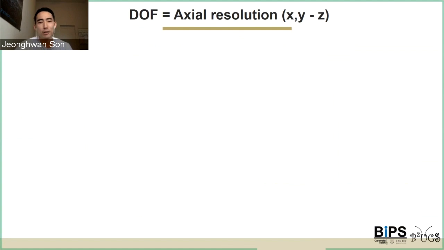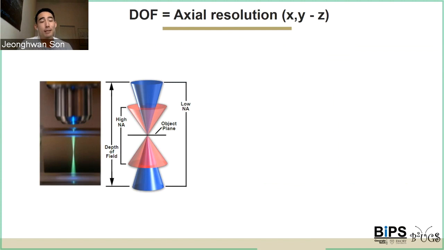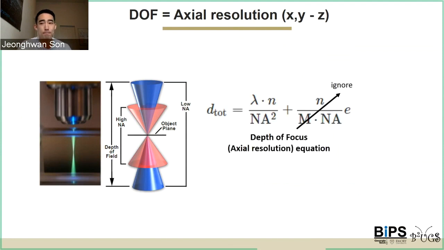Let's go back to microscopy for depth of focus. In microscopy, depth of focus is also called axial resolution. After the objective lens, light has a focus beam and two tails up and down. With lower NA, these tails are more elongated than with higher NA, meaning you will have higher depth of focus. In the depth of focus equation, it has the square of the NA term in the denominator.